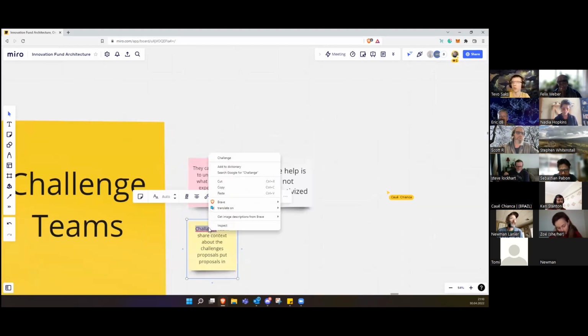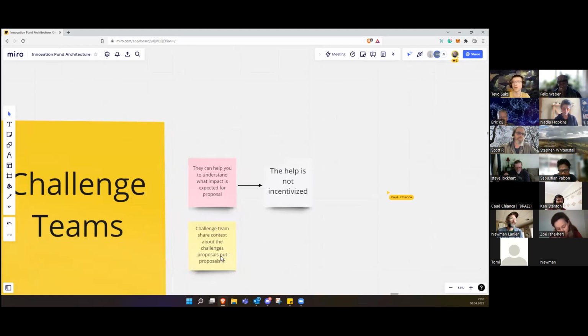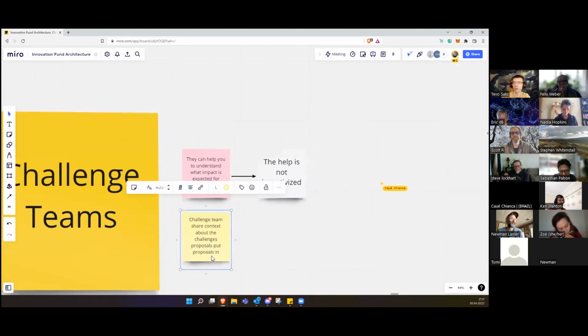That was a great one. Challenge team shares context about challenges, puts proposals into context for proposers. Yeah, so ideally, I think it's in the form, isn't it? How is your proposal relevant to the challenge? Obviously a community advisor or a proposal assessor is going to pick up on that, and how that's framed is ultimately the responsibility of the challenge team.